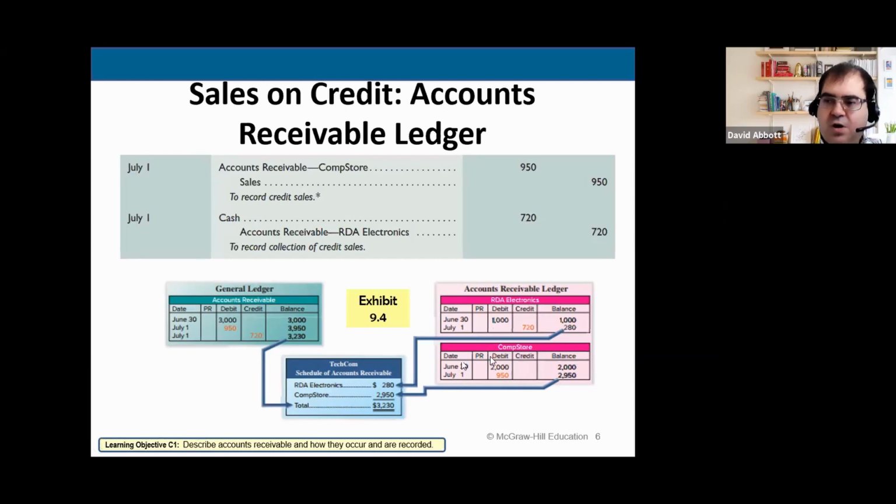And then on the schedule of accounts receivable, it shows that RDA Electronics still owes us $280. And then we see that for Comp Store, on June the 30th, we sold them merchandise in the amount of $2,000. That's what they owed. And then on July 1st, they purchased some more merchandise, $950. So then they owe us $2,950. And so that is what is shown on the schedule of accounts receivable, is their ending balance of what they owe. Add them both up is $3,230, and that would then carry over to the accounts receivable account in the general ledger.